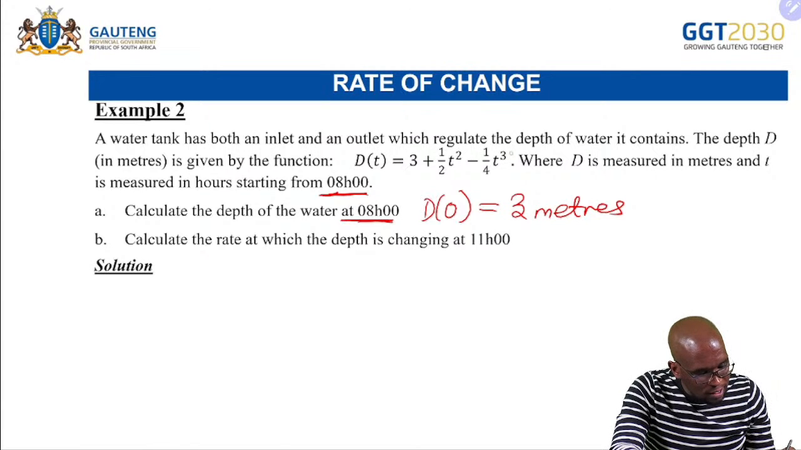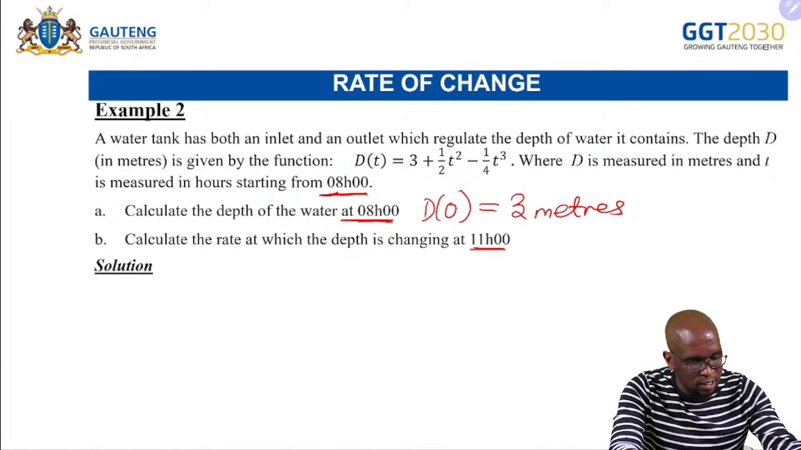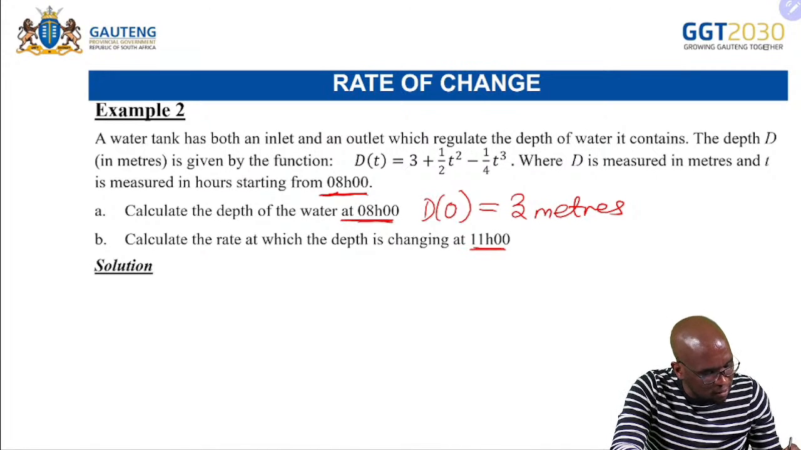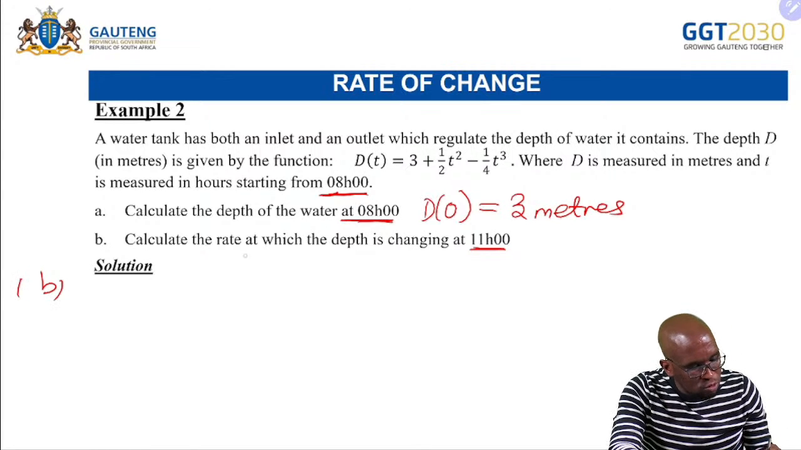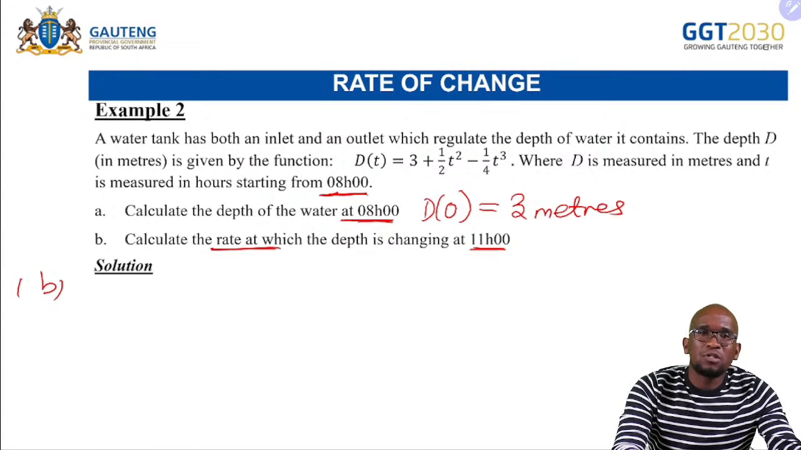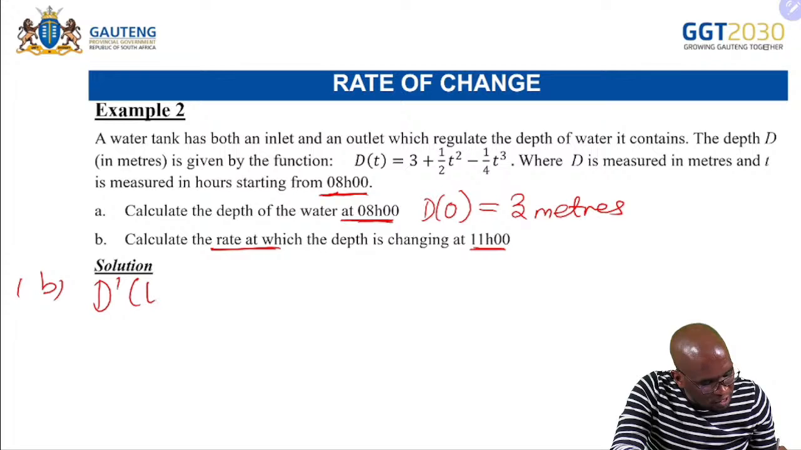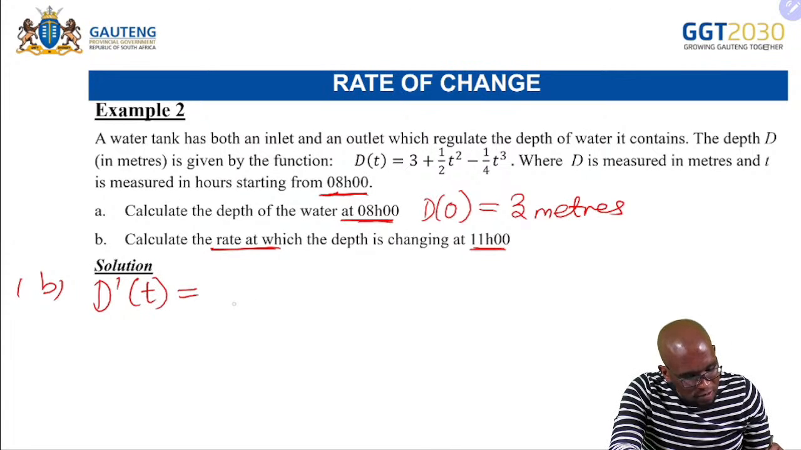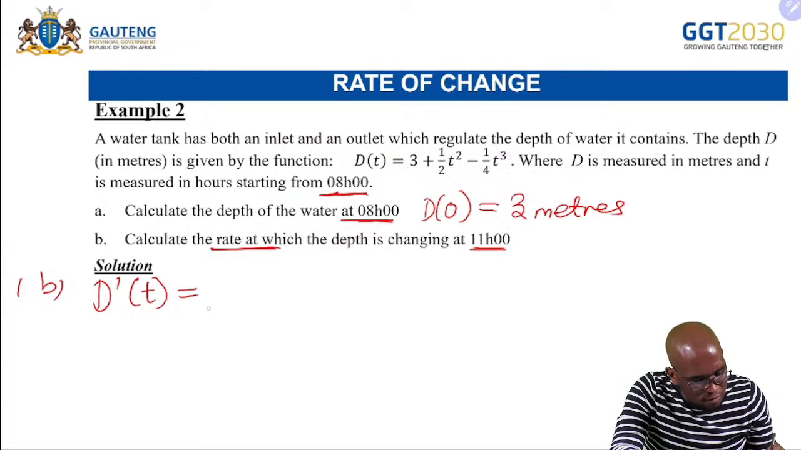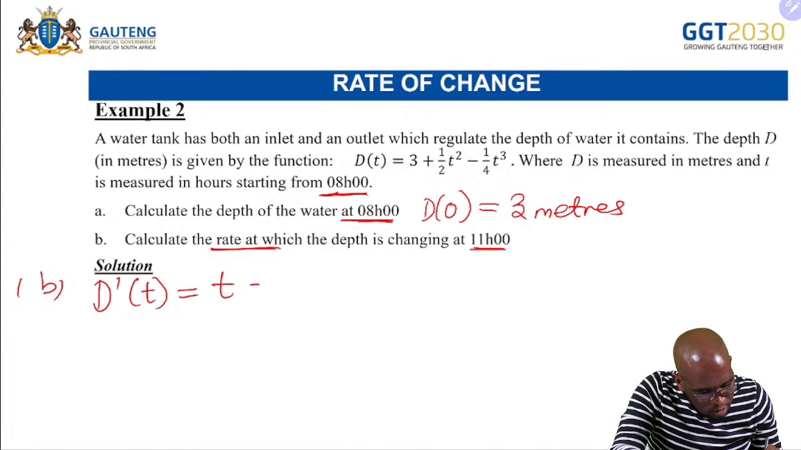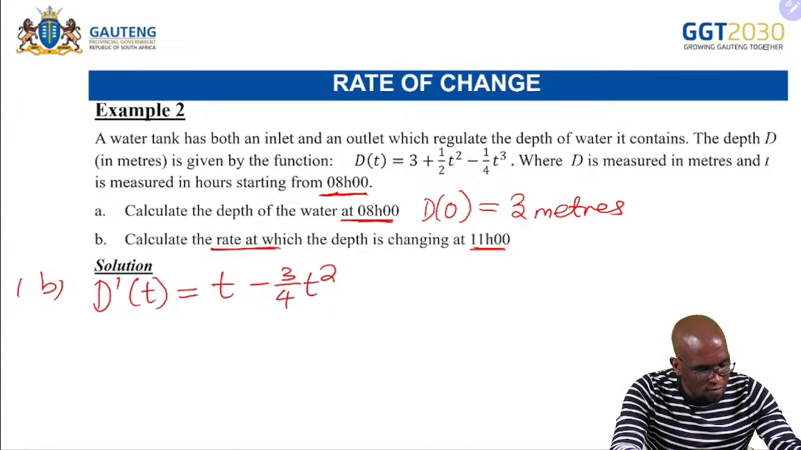Now calculate the rate at which the depth is changing at 11. So we want to calculate the rate. Remember, we said to determine the rate, we differentiate. So we'll get d prime of t, which is the derivative of 3 is 0. The derivative of half of t squared is t. And the derivative of 1 over 4t cubed is 3 over 4 t squared.